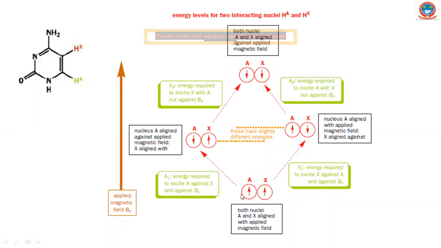Therefore, it is also at low energy level. So one possibility is that both the nuclei A and X, Ha and Hx, are aligned with the applied magnetic field. Therefore, they are at low energy level. What is another possibility?